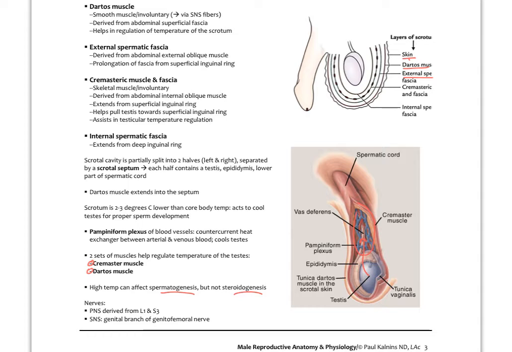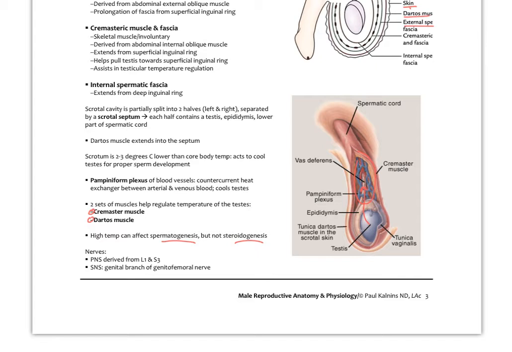There are many nerves. There are actually somatic nerves, parasympathetic nerves, and sympathetic nerves. We'll go over those as we go through the different structures. The parasympathetics are largely derived from the pelvic nerves, and it's actually S1 and S3. And then the sympathetic nerves are usually branches of the hypogastric nerves, or they travel with the lumbar plexus as part of the genitofemoral nerve.